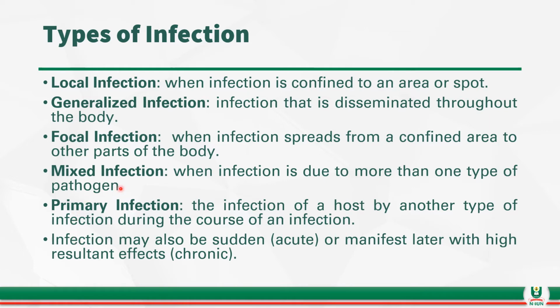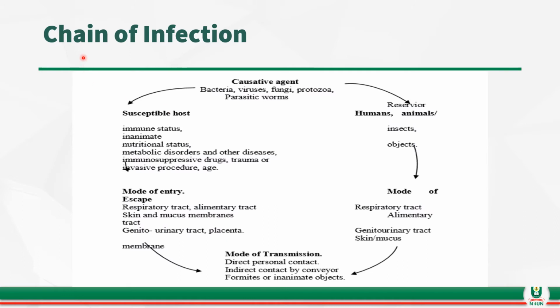Then the next one is mixed infection. When infection is due to more than one type of pathogen, it is referred to as mixed infection. There is secondary infection, the infection of a host by another type of infection during the course of an infection. Infection may also be sudden, that is acute, or manifest later with high resultant effect, which is chronic. Chain of infection. Infection results from a chain of events which link the reservoir of infectious agent with the susceptible host.